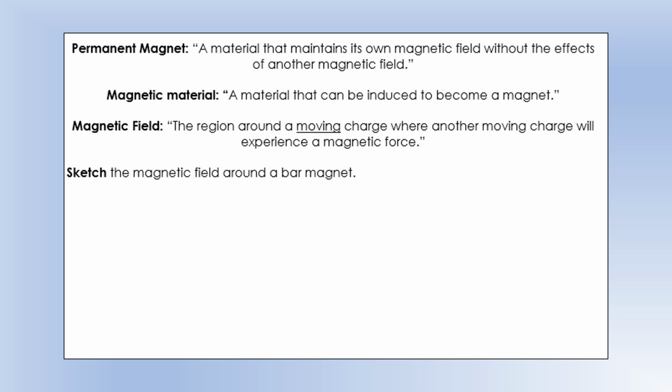A magnetic material, however, is something that can be induced to become a magnet, but if it's left on its own, it itself isn't a magnet. Iron is a very good example of this. We describe it as a magnetic material, but if we just left it by itself, it actually wouldn't be magnetic.